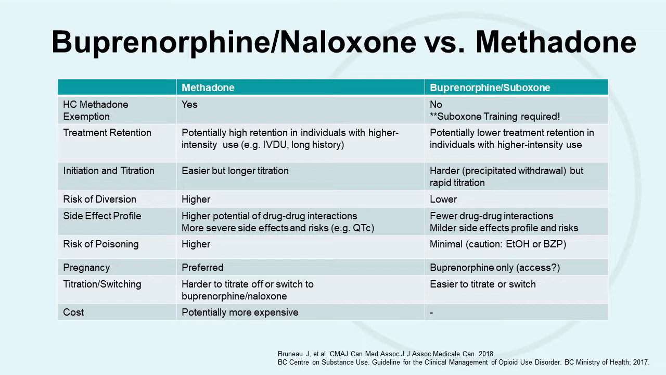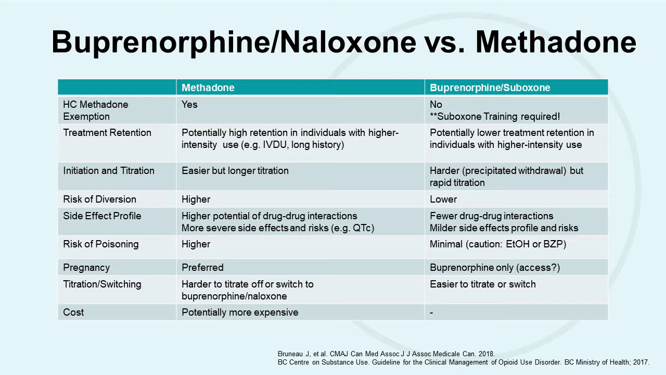Suboxone can be more difficult to start because the patient has to be in an active withdrawal state before starting this process, or it can result in a precipitated withdrawal. After the initial induction period, it can be rapidly titrated to the target dose because of its much shorter half-life compared to methadone.